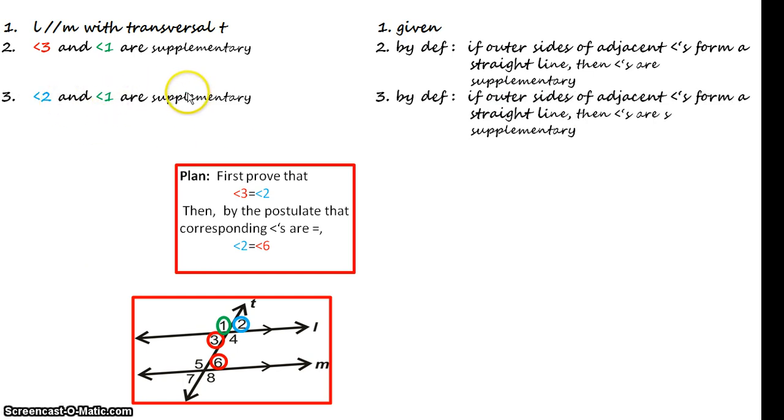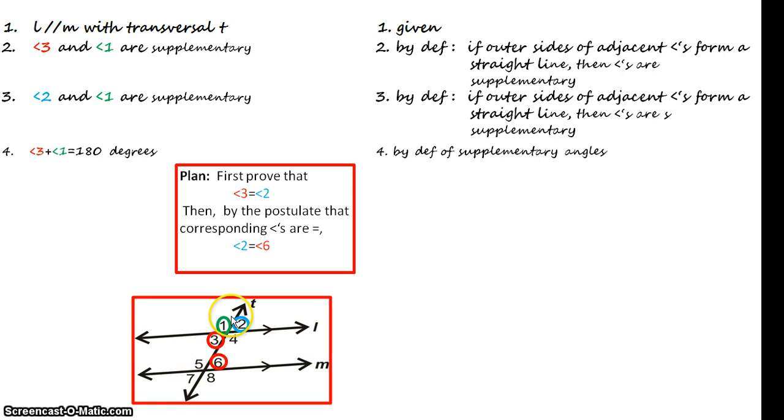Angle 2 and angle 1 are supplementary for the same reason. So now that we've defined their relationship, let's put some numbers to that relationship. Angle 3 and angle 1 are supplementary. Well, what does that mean? That means that angle 3 plus angle 1 equals 180 degrees. And you can see they do.